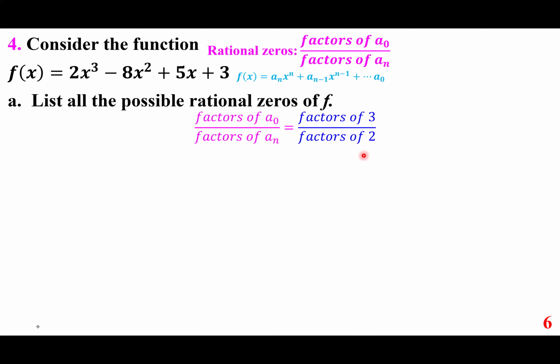So factors of 3 obviously are plus minus 1, plus minus 3. For 2, plus minus 1, plus minus 2. And I hope you see, if you divide the top by plus minus 1, you get the same thing. If you divide by the bottom, you get plus minus 1 half, plus minus 3 halves. And so those are the possibilities.